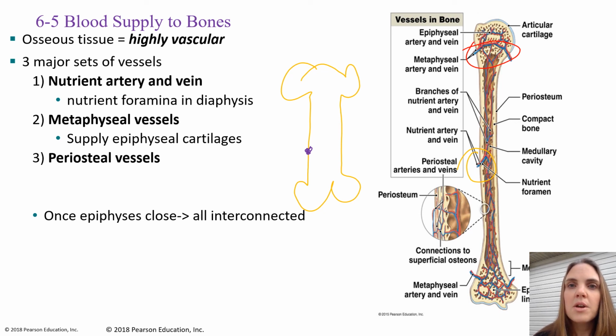And finally, we have periosteal vessels. These vessels are coming in from the periosteum, and they provide blood to the superficial osteons of the shaft. And you can see them in this kind of close-up image here. During endochondral ossification, branches of these vessels also enter the epiphysis and provide blood to the secondary ossification centers. After the epiphysis closes, we get that closure of the growth plate. These three sets of vessels all become interconnected.